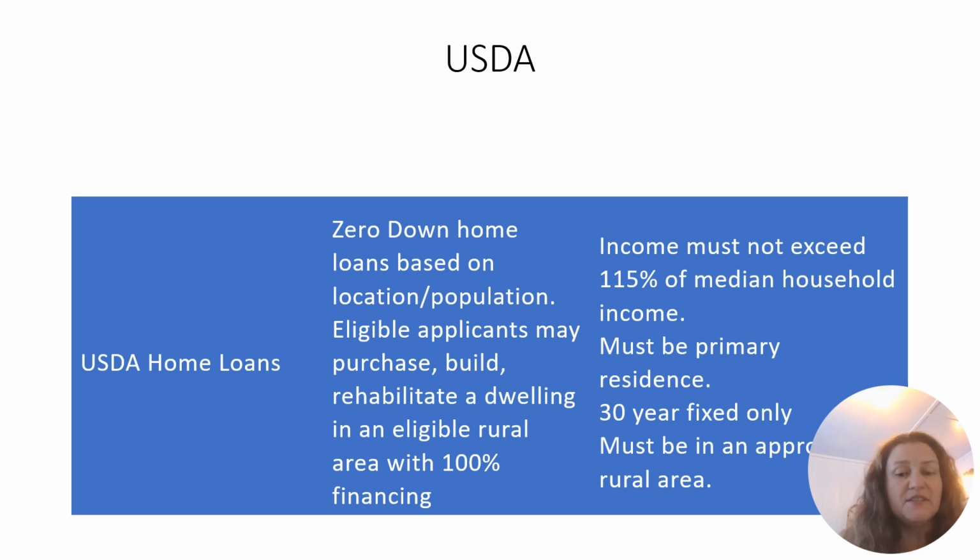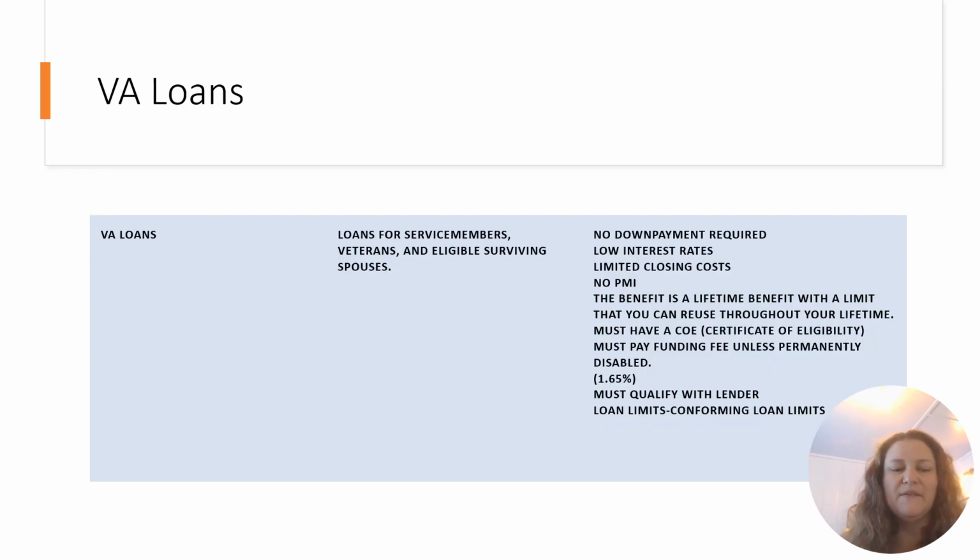USDA, this is a great program because it's truly zero down payment. So you can get 100% financing. The issues with this one are the debt to income ratios are really low. So you have to have very low debt. Your income must not exceed 115% of the median household income. It has to be a primary residence. And there's a map, of course, where these qualify.